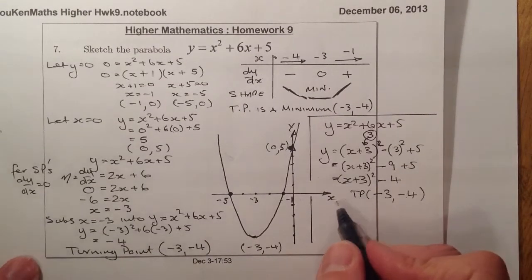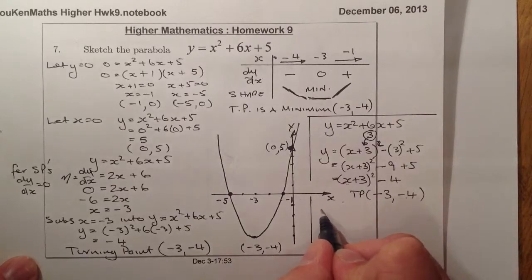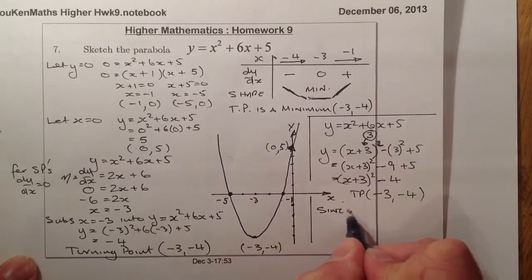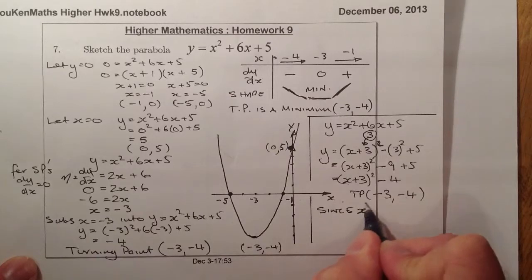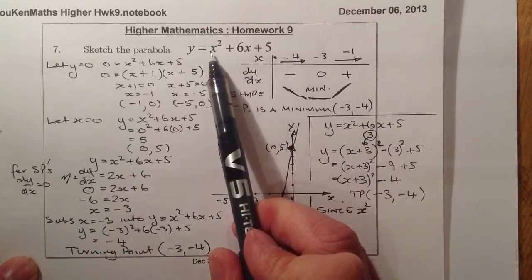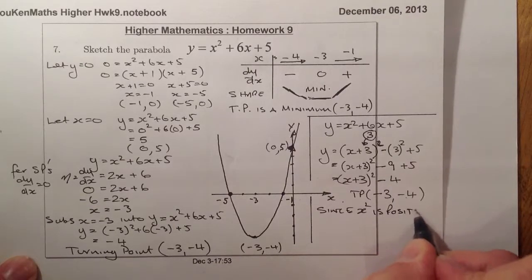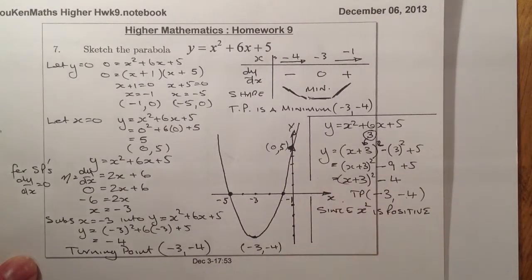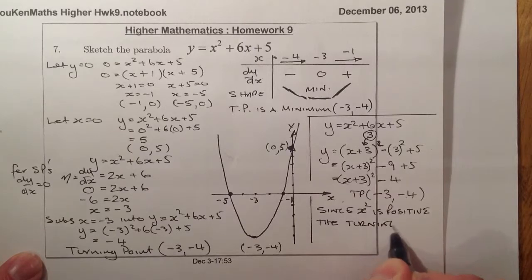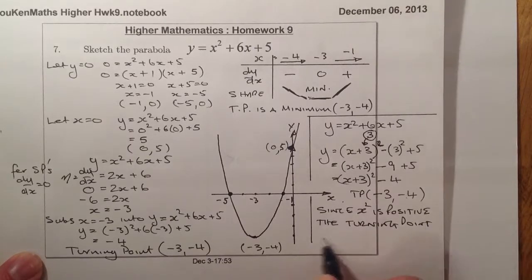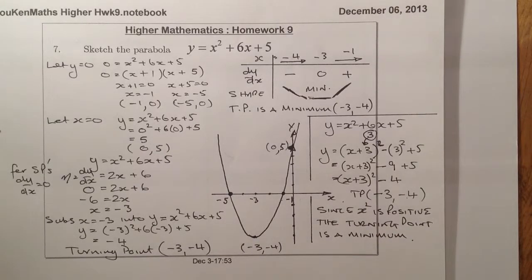I know that it's a minimum because I'll just put something down that would state that since the x squared, and that would be this x squared here, if x squared is positive, okay, if that's positive, the curve, or I'll say the turning point is a minimum. Okay, so that's this question complete here.